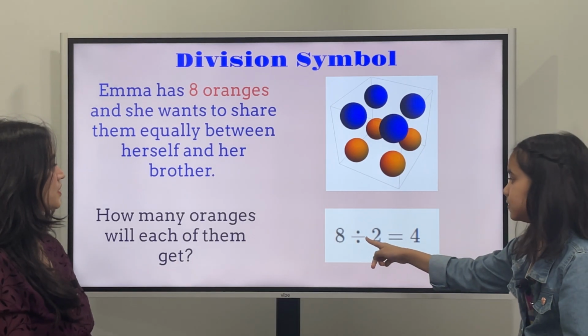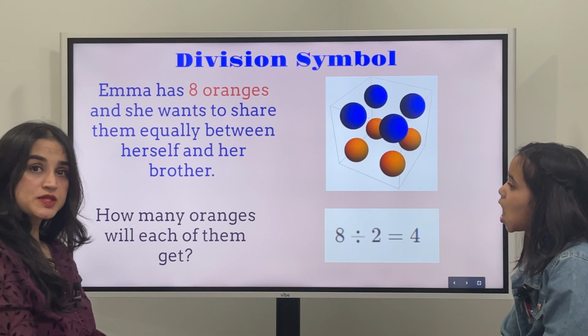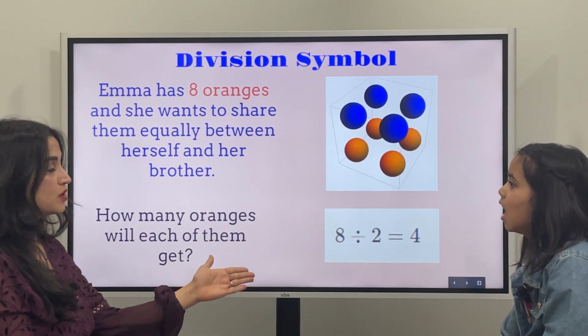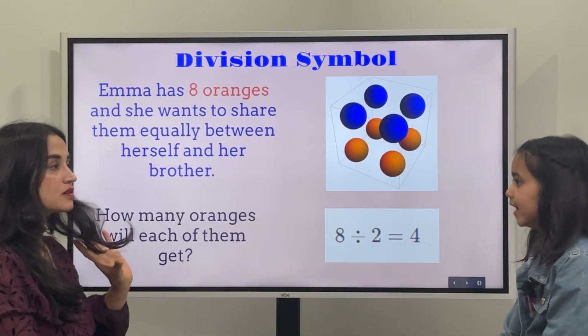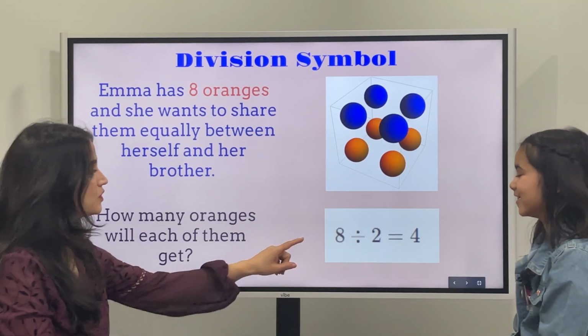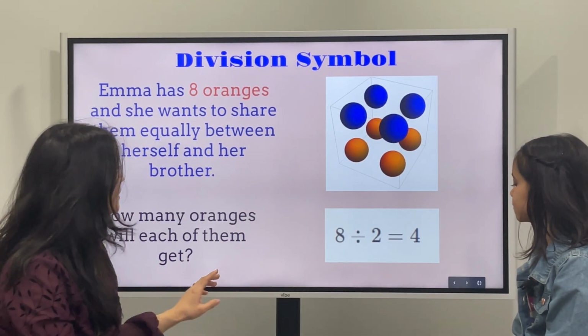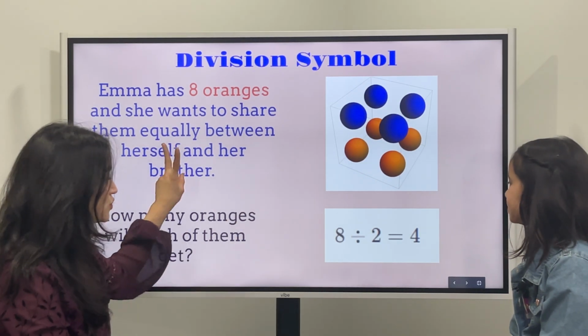So this is the division symbol. So we see how we divide into groups, but it also has a symbol way. So what is the symbol way, Lina? It's like a dot, then a line, then a dot. So first goes the 8 oranges, the total number, and then divided by 2 people.